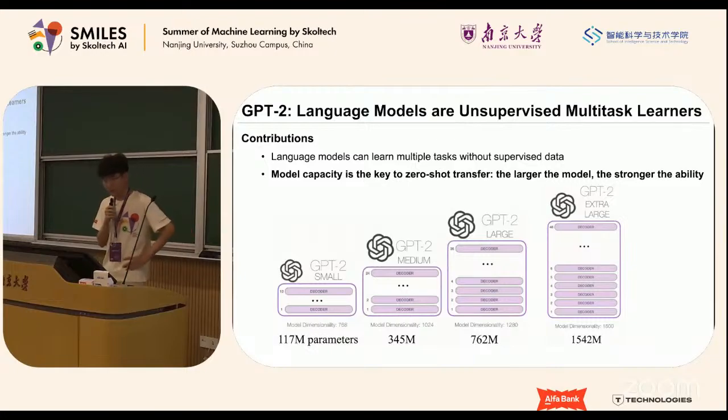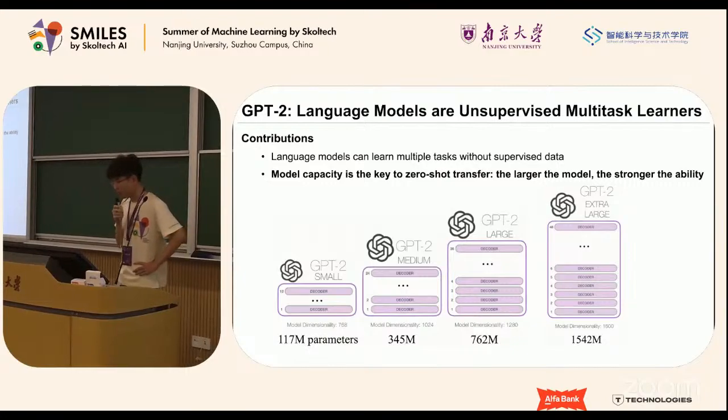GPT-2 was released in 4 sizes: small at 117 million parameters, medium at 345 million, large, and extra large at 1.5 billion parameters, scaling the model dimension from 768 to 1,600.